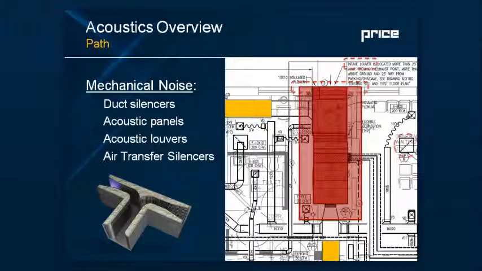And then finally, air transfer silencers. A lot of times these are overlooked as well. But if you have a common return plenum, you need to just remember that it's very easy for equipment noise in the ceiling space to pass right through that opening and potentially disturb occupants below.